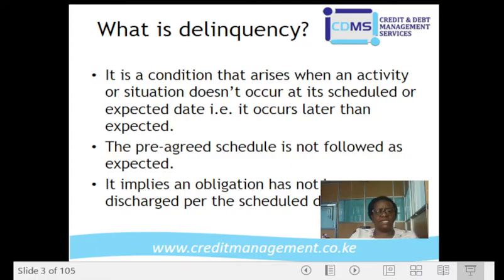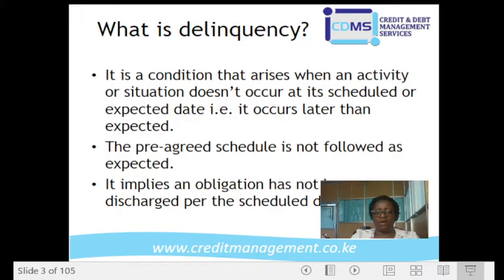When we just look at the term delinquency, this is a condition that arises when an activity or situation does not occur at its scheduled or expected date. So we look at it more when it comes to lending. Something that you're expecting to happen today and that does not happen, you can refer to that outcome as delinquent. That is, it doesn't happen when you expected, but happens at a future date. That means there was a pre-agreed schedule which has not been followed or which has not been performed as it was expected. Delinquency also implies that an obligation has not been discharged per the scheduled date or time.